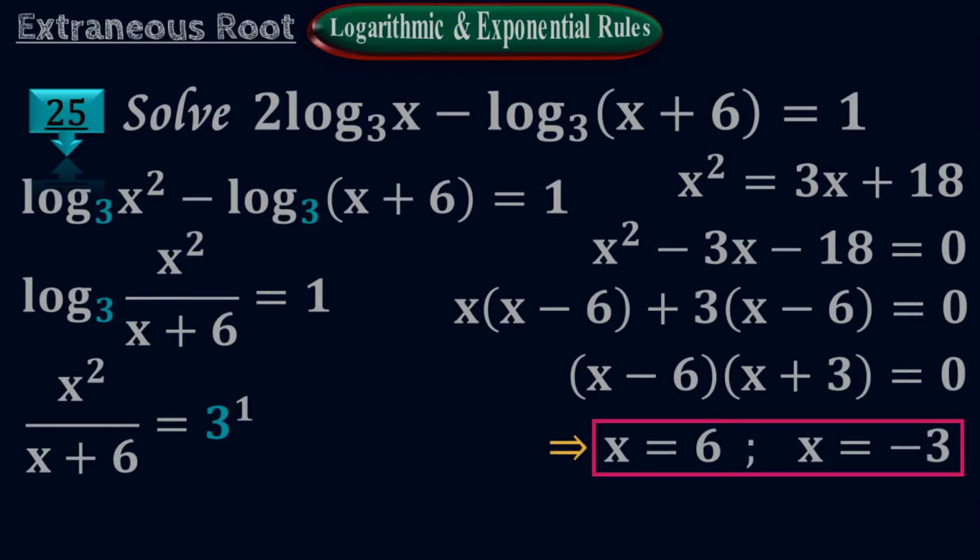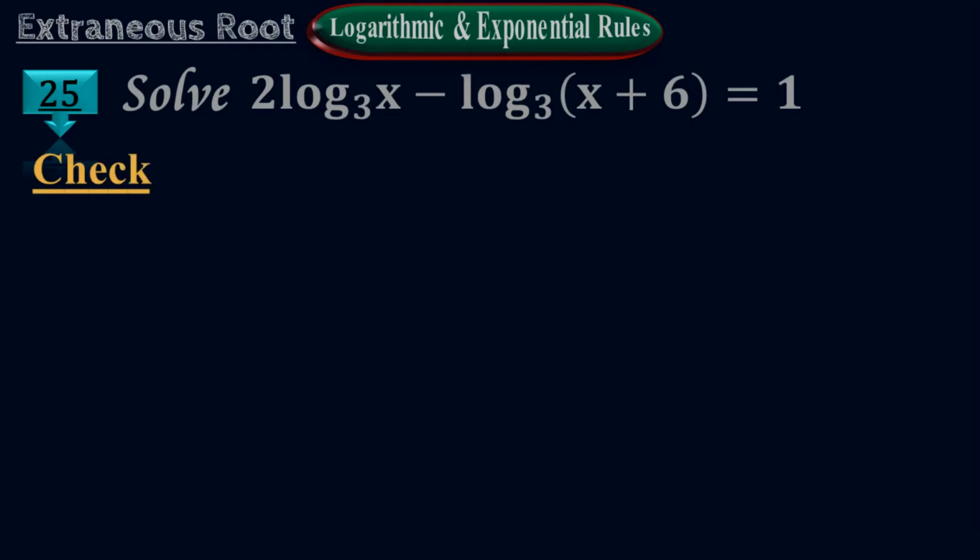Now to check whether these are extraneous roots or not, we're going to plug the values x equals 6 and x equals negative 3 into the given function. If the left side equals the right side, then it is not an extraneous root. But if the left side is not equal to the right side, then it will be an extraneous root. Let's check it out one by one. We are doing a simple check here.